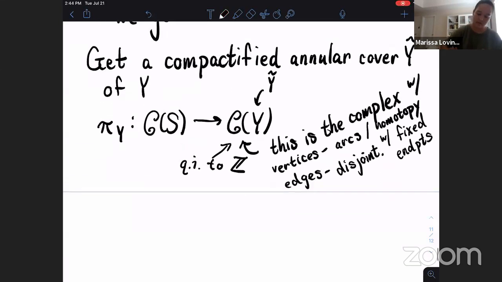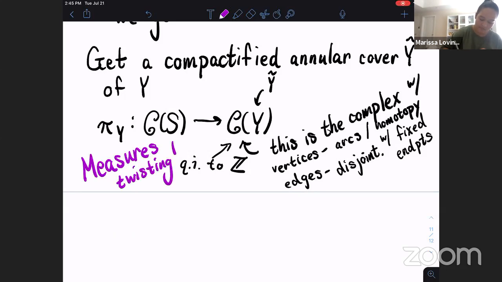Okay, so maybe I'll just write that here. Measures twisting. Okay.